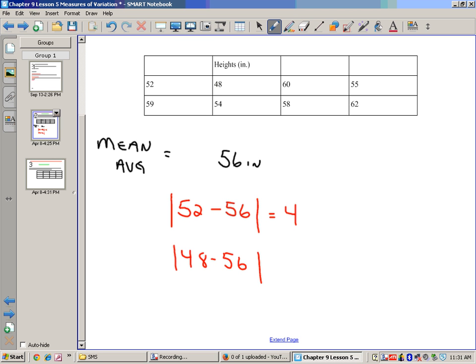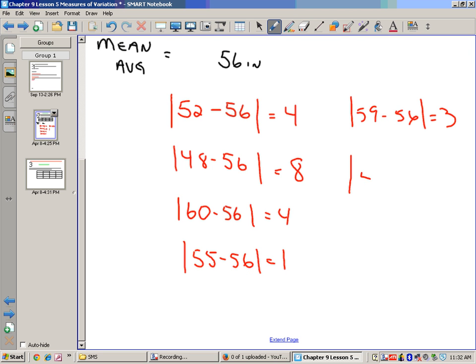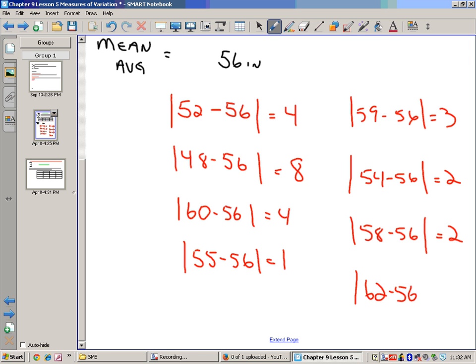So 48 minus 56 is going to give us an absolute value of 8. 60 minus 56 equals 4. 55 minus 56 equals 1. And we got 59, 56 gets us 3. 54 minus 56, absolute value is 2. We have 58 minus 56, once again absolute value is 2. And 62 minus 56, absolute value is 6.